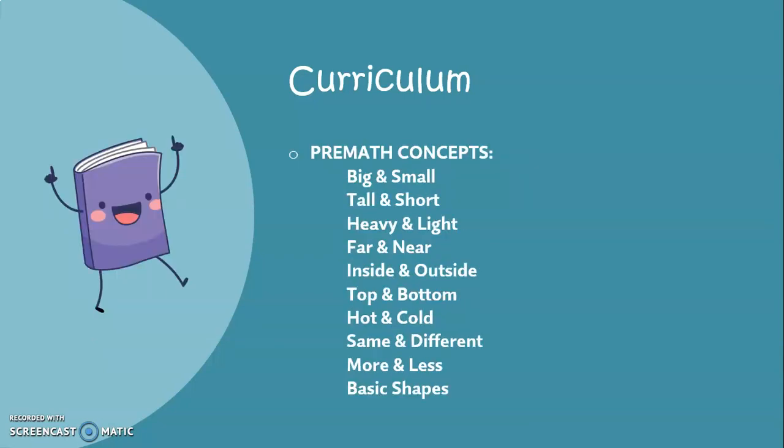Then coming to the Premath concepts. For Premath concepts, you have big and small, tall and short, heavy and light, far and near, inside and outside, top and bottom, hot and cold, same and different, more and less. And then we have the basic shapes. The basic shapes include circle, rectangle, square and triangle. Okay, so these are the basic shapes the child needs to learn in the Premath concept.